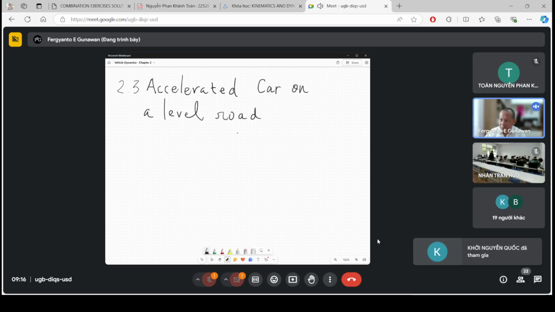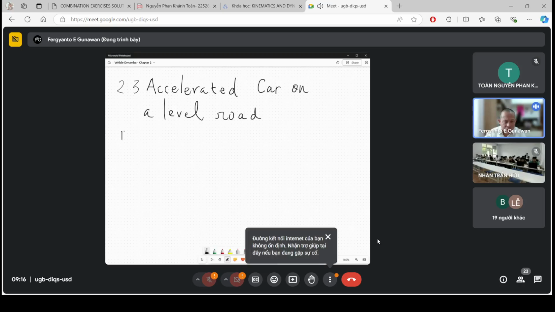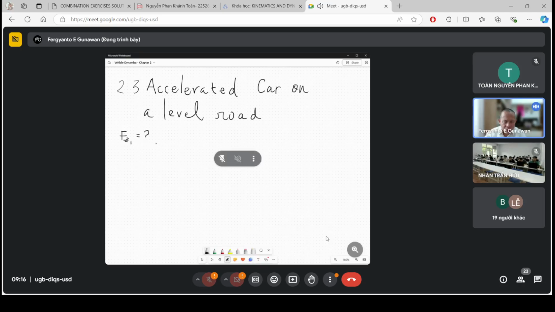Our intention is to develop the equations. We would like to know how big the force FZ1 is when the car is accelerated, and we also would like to know what FZ2 is when the car is accelerated. We start with a very simple free body diagram here.